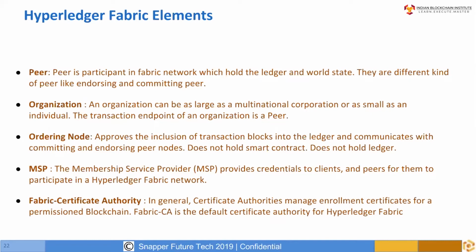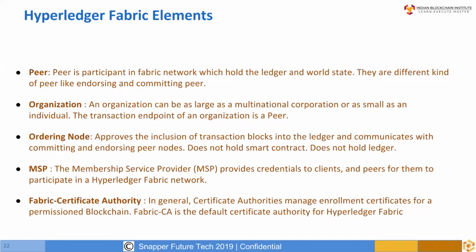Then the ordering node. It approves the inclusion of transaction blocks into the ledger and communicates with the committing and endorsing peer nodes. It does not hold a smart contract and does not hold the ledger. What an ordering node, or orderer, does is include transactions inside the block, create the block, and then broadcast the block to the committing peers to commit it into the ledger. It just holds the blocks and broadcasts them, so it handles the sequencing of the blocks.